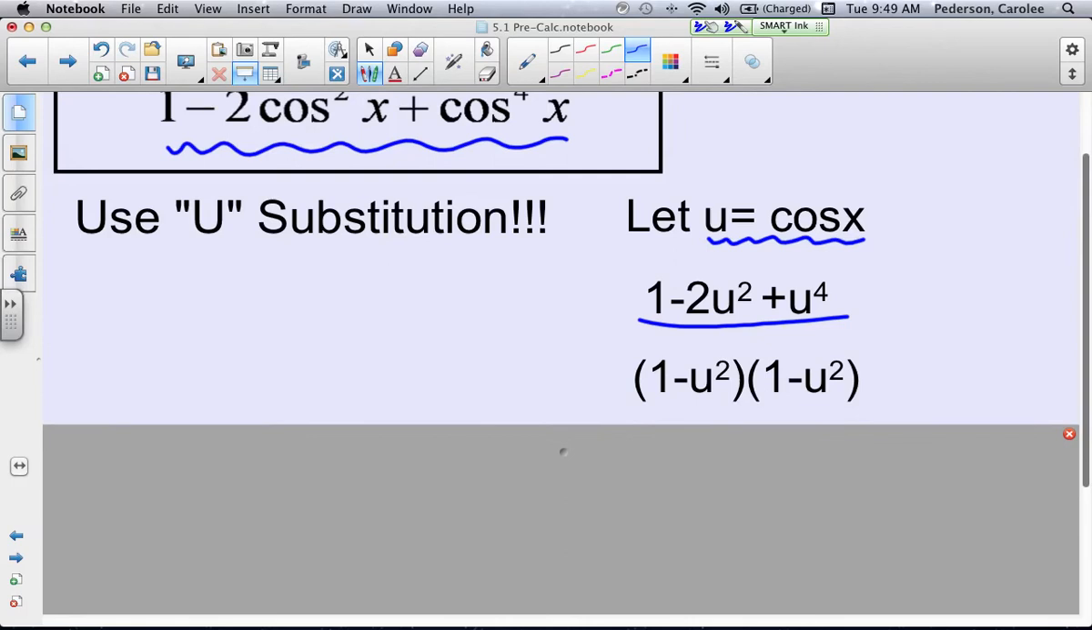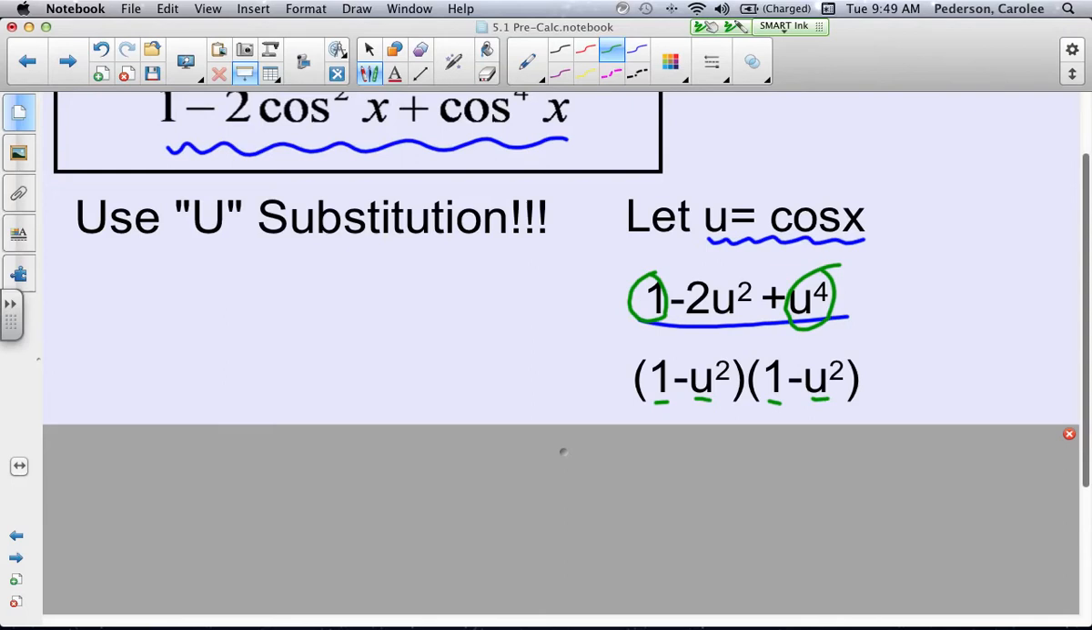When we FOIL this back out, we want to make sure that my first terms multiply to give me the value of 1. So we split up this first term, and the only multipliers of 1 are 1 and 1. Then when I multiply the last terms together, they have to combine back together to give us u to the 4th. You could split up as u squared times u squared, or u to the 4th times u to the 1. You only have 2 choices. So we split up as u squared and u squared. Then you have to figure out what kind of signs should go in there.